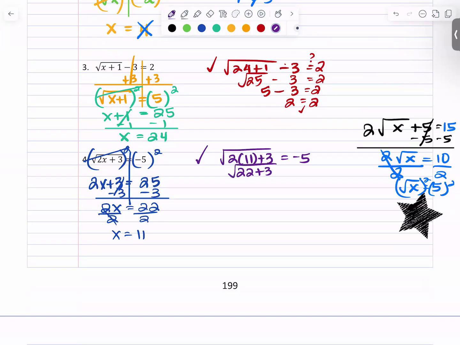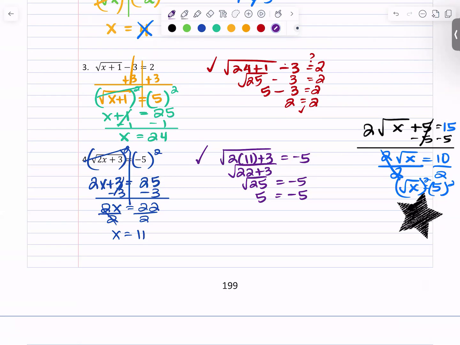22 and 3 is 25. And the square root of 25 is 5. And one of the things I want you to be very careful of, we have in the past done equations where you take the square root and you're solving and you get plus or minus 5. So sometimes the square root is plus and minus 5.